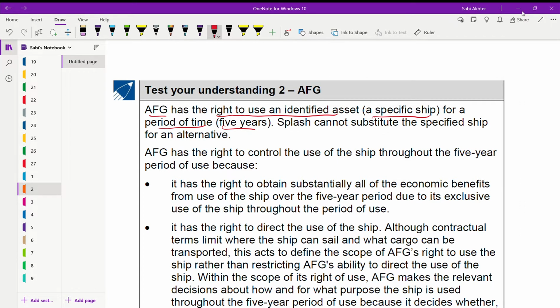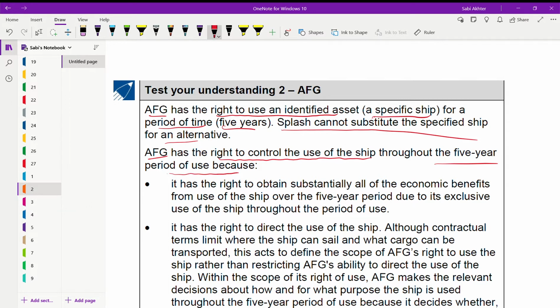Splash cannot substitute the specified ship for an alternative. So this is a lease. AFG has the right to control the use of the ship. That means they can say how they're going to use that ship throughout the 5-year period.